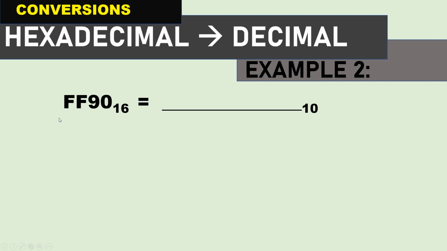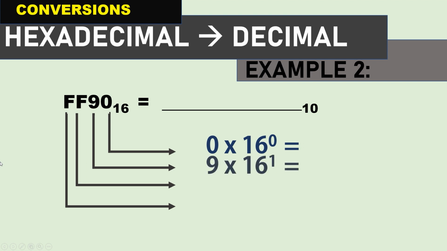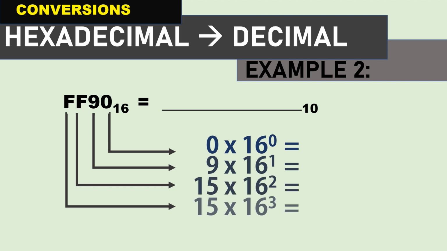that is FF90 in base 16 going to base 10. So we extract the digit, we start from the right going to the left. We get first 0, and even if it is 0, still you have to multiply it by 16 and get the product. Then again, 9 times 16. The exponent now is 1. Get F. What is F in decimal? That is 15. Then multiply it by 16 raised to 2. Then followed by another F, which is also equal to 15 times 16, and this time you have now 3.